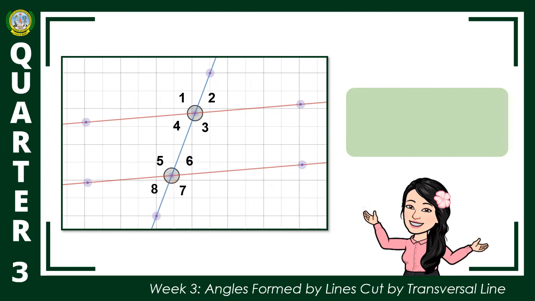Halimbawa, ang gusto nating i-prove na supplementary is angle 1 and angle 8 since they are same side exterior angles. Let the measure of angle 1 be x and y be the measure of angle 8. So, as you can see, angle 1 and angle 5 are corresponding angles. Okay? So, corresponding sila, which means they are congruent based on the corresponding angle postulate. So, x din po ito.